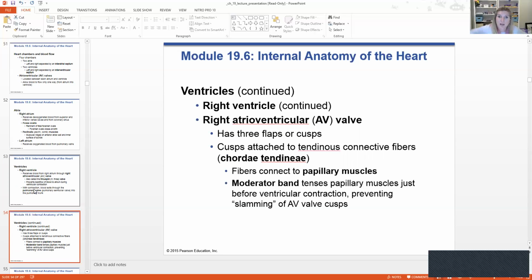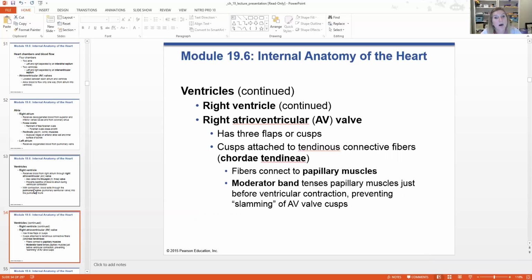The cusps of that valve, it's kind of like these little, and obviously I only have 2 hands, so I can't really show it to you, but it's kind of like these little flaps that open and close. Imagine 3 of them there, right? Those flaps are attached to cords. The cords are called chordae tendineae. The chordae tendineae are like little fibers that are attached to papillary muscles. The papillary muscles are like pulleys that open and close the flap. So imagine a little string here, literally pulling that flap open. That's what the papillary muscles do. They open and close the flaps.